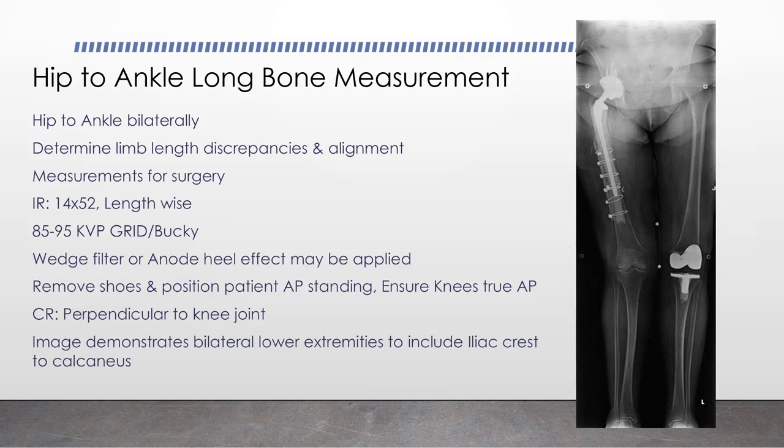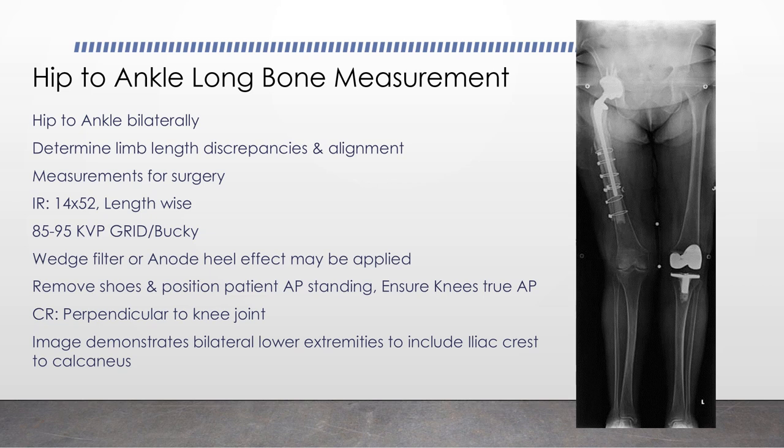Hip to ankle long bone measurement. This is hip to ankle bilaterally. You want to determine the limb length, discrepancies, and alignment. Measurements for surgery, perhaps. The IR is 14 by 52 inches lengthwise. The kVp is 85 to 95 using a grid. The wedge filter or an anode heel effect may be applied, although I don't think I've ever personally seen that for these. It may be out there with different types of equipment.